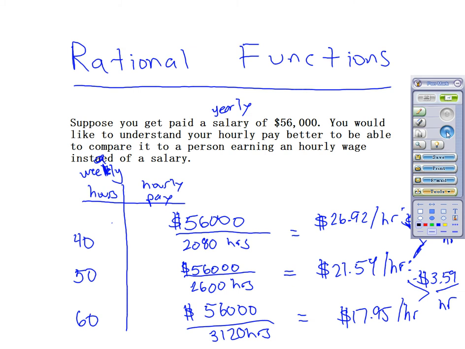Well, let's keep track of what we did. So let's say that we have hourly wage. Let's just say that column was W, and this was the number of hours. So what did we do?